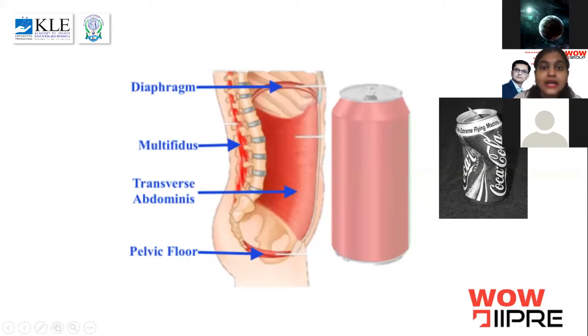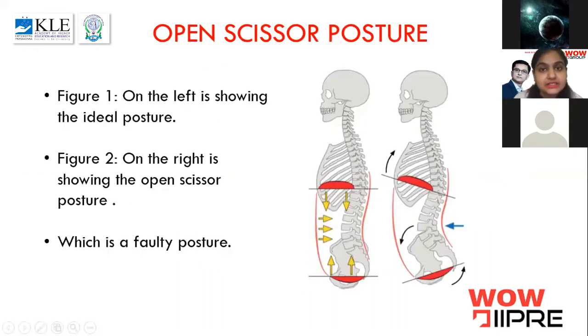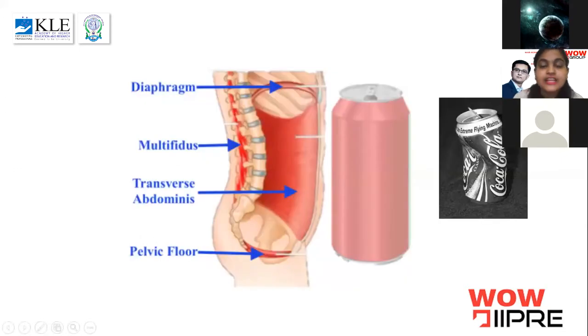What would happen? All of you try to take a deep breath in, contract your abdominals, and squeeze your pelvic floor. You will feel an undue pressure on your spine. You will feel an undue pressure in your whole abdominal area, right? So that should not be the thing. Instead, you should have a coordinated movement of the diaphragm and the pelvic floor muscles.